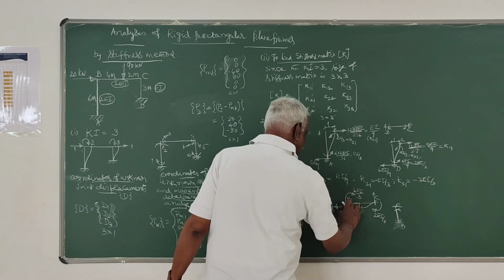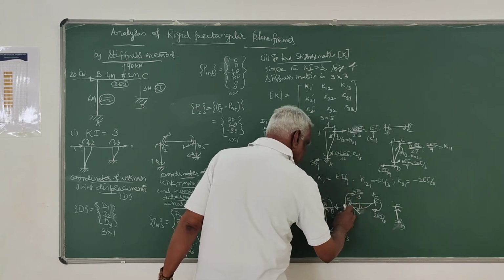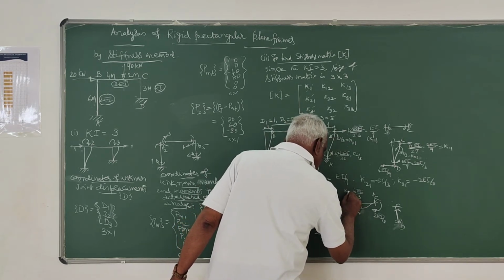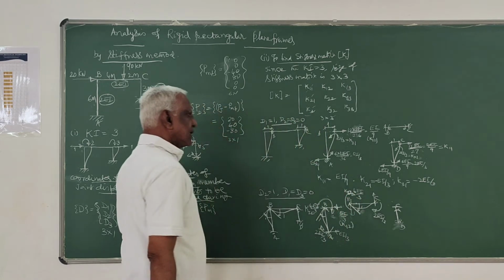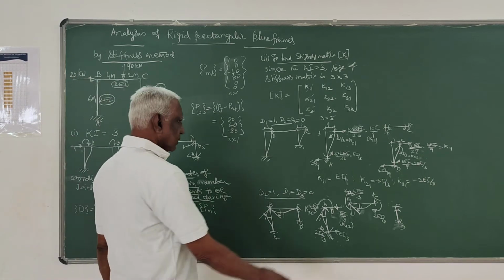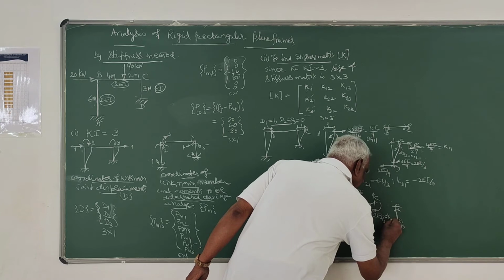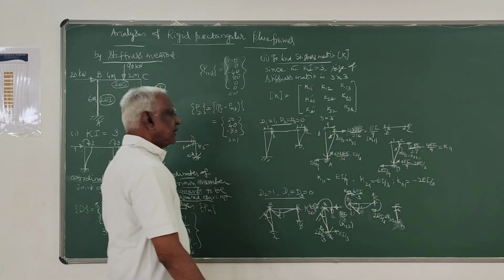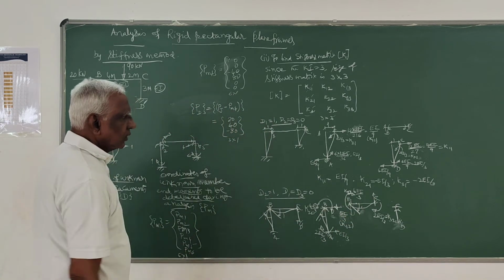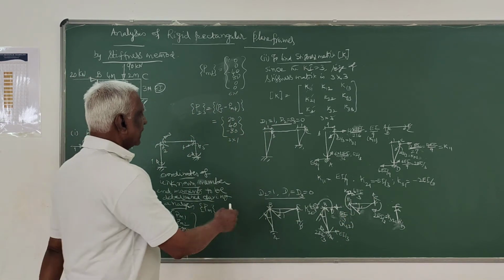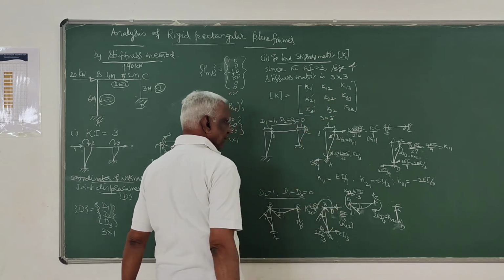And this is the force developed in the direction of 2 when unit displacement is given at 2. So this is also K22, the force developed at 2 for unit displacement at 2. And this is the force developed at 3 when unit displacement is given at 2. These two don't correspond to anything, so don't write them. Now you can write all these elements, K12, K22, K32, from this.